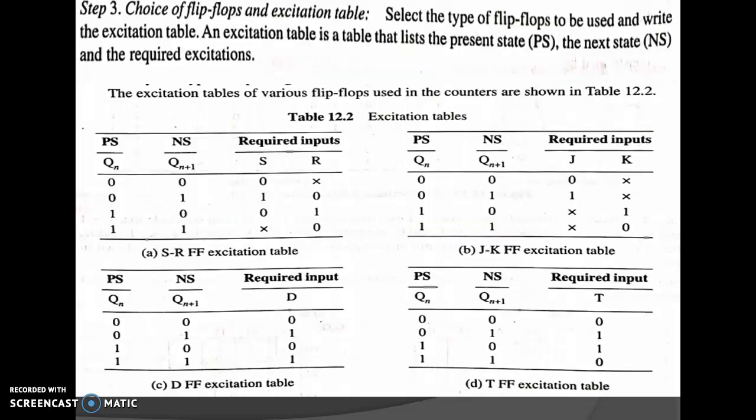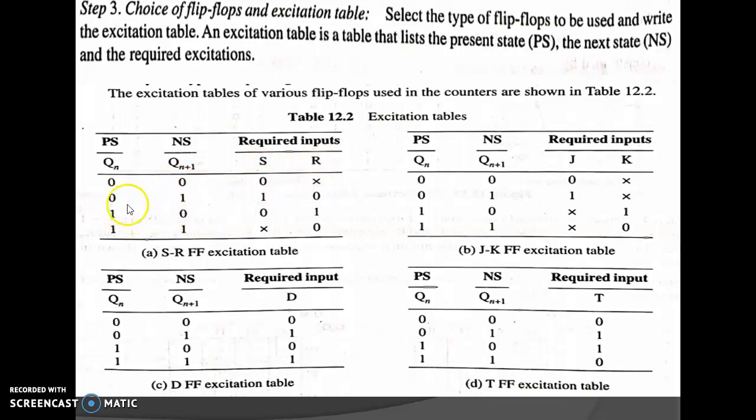The excitation table of the various flip-flops used in the counter. This is the excitation table of SR flip-flop. This is the JK flip-flop. This is D flip-flop, and this is T flip-flop. First, SR flip-flop. When present state value 0, next state value 0, this time S value 0, R value cross.